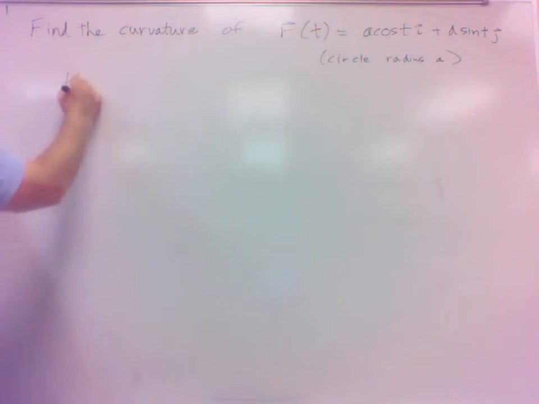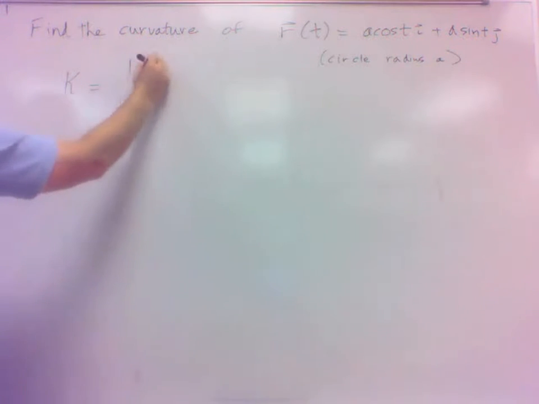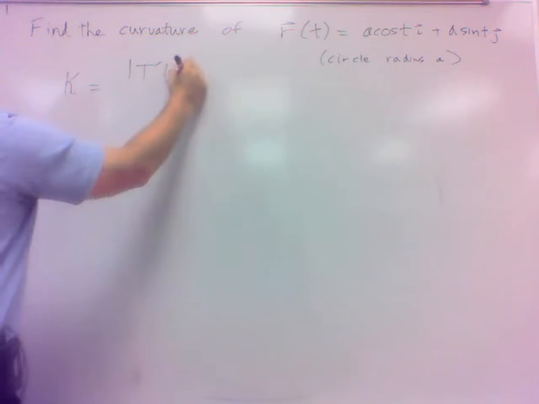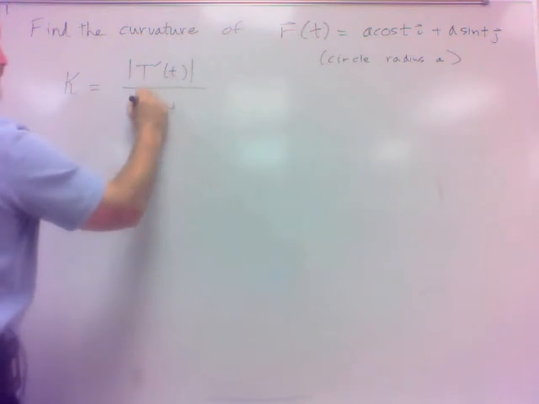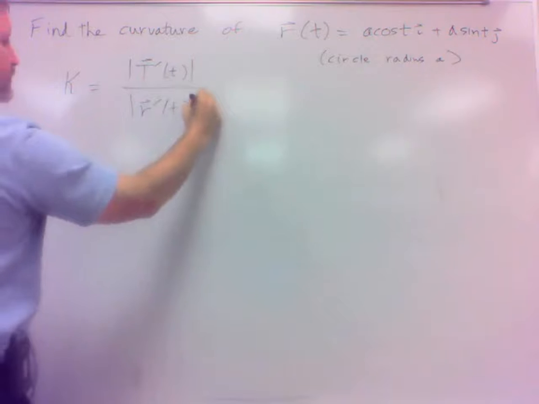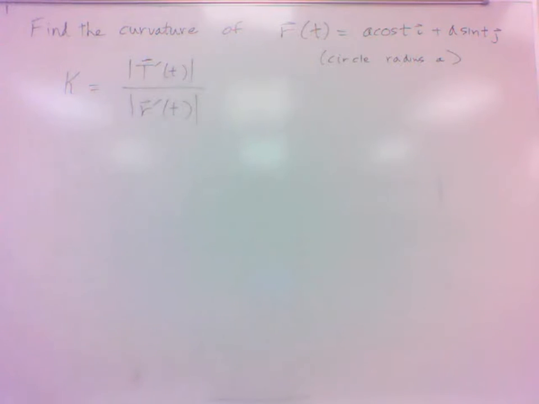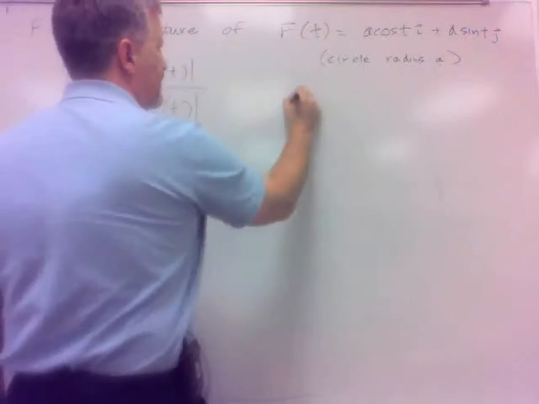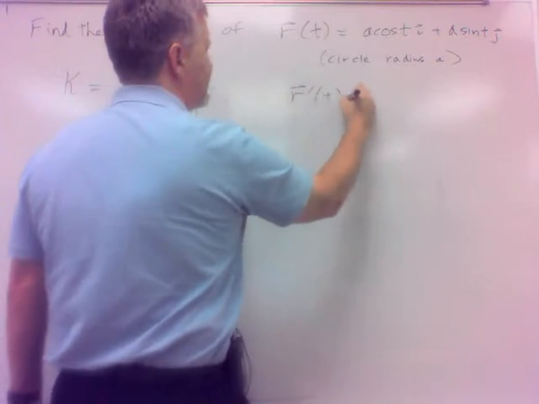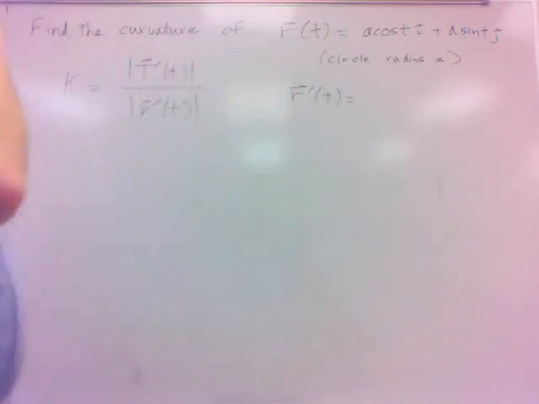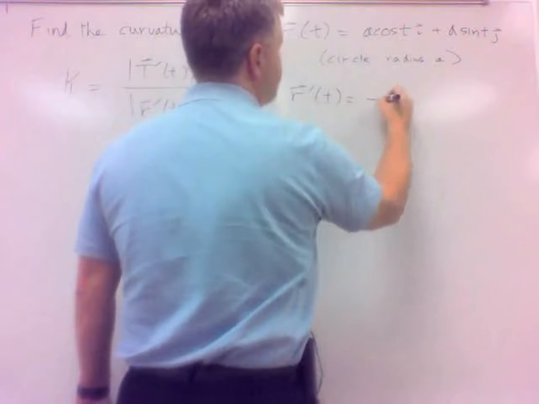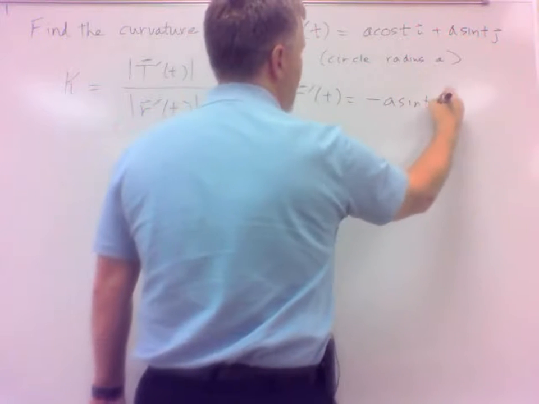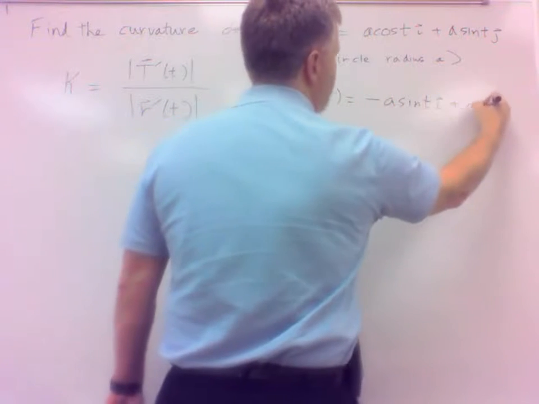So for kappa, we need two things. We need the unit tangent vector magnitude, and then we need the magnitude of the derivative vector. So we have to start with the derivative vector here. What would the derivative vector be? Negative a sine t i plus a cosine t j, okay?